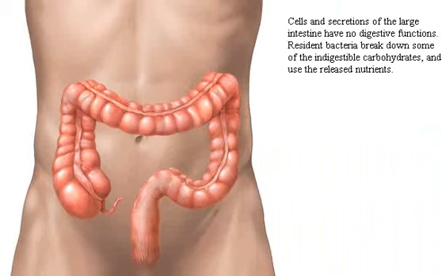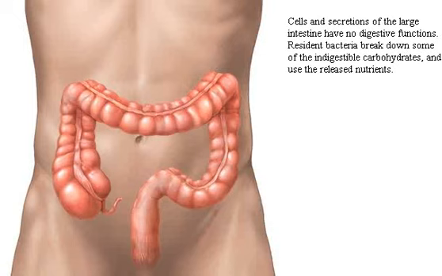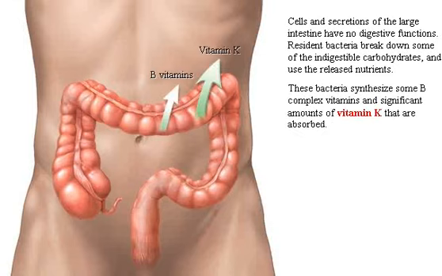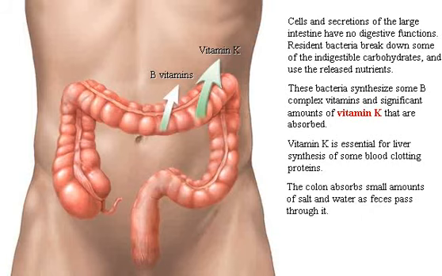Cells and secretions of the large intestine have no digestive functions. Resident bacteria break down some of the indigestible carbohydrates and use the released nutrients. These bacteria synthesize some B-complex vitamins and significant amounts of vitamin K that are absorbed. Vitamin K is essential for liver synthesis of some blood-clotting proteins. The colon absorbs small amounts of salt and water as feces pass through it.